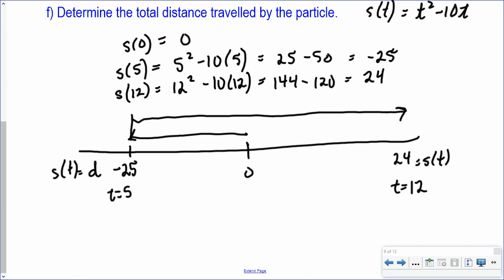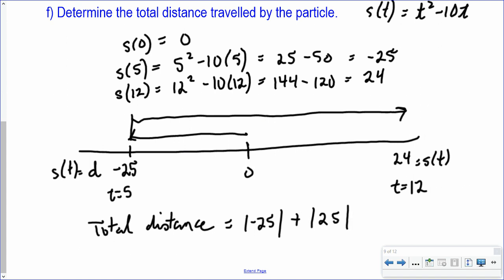So what's the total distance traveled? Total distance traveled, I'm going to use some absolute value bars here. So at 0, I go -25, so I got 25 units. And then I turn around and go backwards. So I'm already at -25. I go to 0, and then I go 24 more. So I go back to my original starting point at 25, and then I've got another 24 to travel. I think that's 74 meters in total.